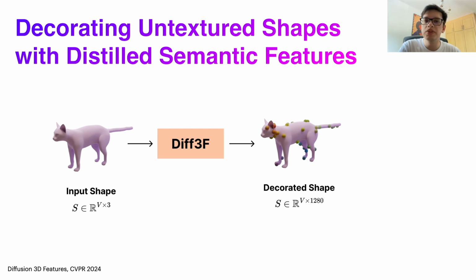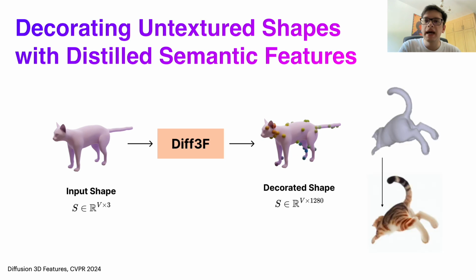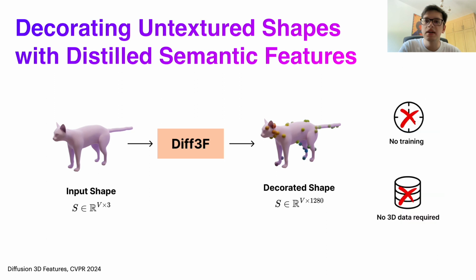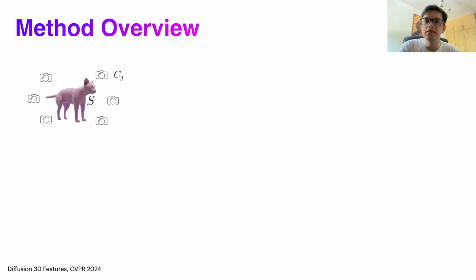Therefore, we propose to convert textureless renderings into textured images which are rich in details, and in this process extract diffusion features. Adding textures helps to easily differentiate between symmetrical parts of an object, such as this cat. Moreover, as diffusion models are typically trained on very large-scale 2D data, it eliminates the need for additional training or optimization.